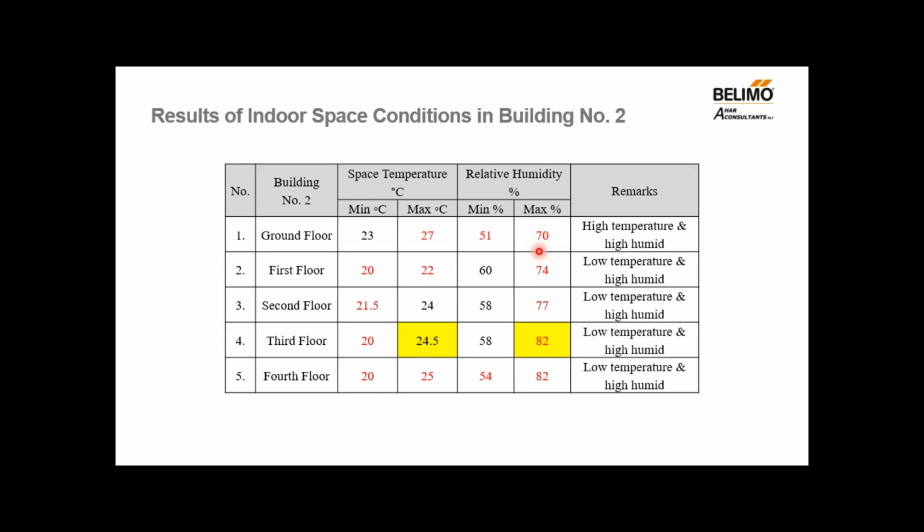Okay, this is another example at another building, building number 2. Similar conditions. At the third floor, the humidity is as high as 82%. Most of the spaces' humidities are more than 70%, especially at night.